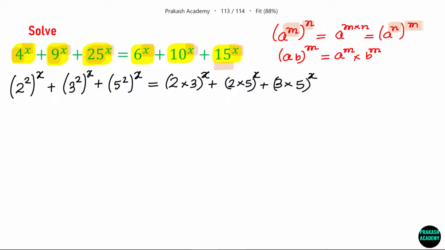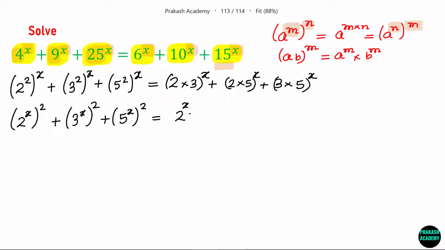So now with these two rules, let us try to expand or rewrite the given expression. I can basically interchange the power here. So this becomes 2 raised to the power x, raised to the power 2. Similarly, this becomes 3 raised to the power x, raised to the power 2. And this becomes 5 raised to the power x, raised to the power 2. And I can use the formula ab raised to the power m, which is nothing but a raised to the power m multiplied by b raised to the power m. So 2 raised to the power x times 3 raised to the power x, plus 2 raised to the power x times 5 raised to the power x, plus 3 raised to the power x times 5 raised to the power x.